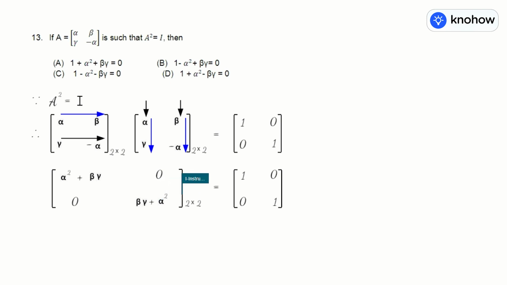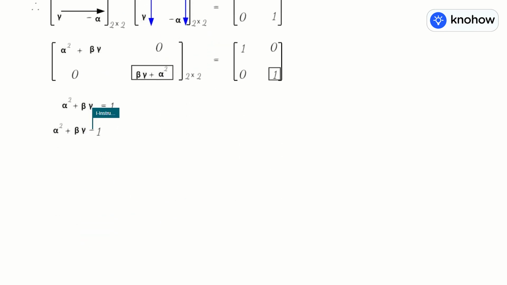And now equating the respective elements, you have alpha square plus beta gamma equal to 1. Even from the 2,2 element, you get 1. So this is the relation, or you get alpha square plus beta gamma minus 1. Just check with which choice it matches, or it may be rewritten, because in the answer it is given like this: 1 minus alpha square minus beta gamma equal to 0. Now check with which result it matches. It matches with choice C.